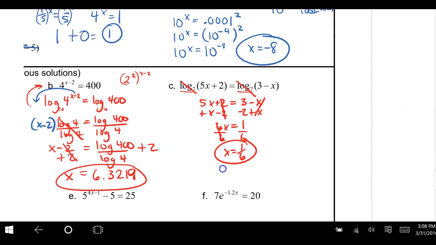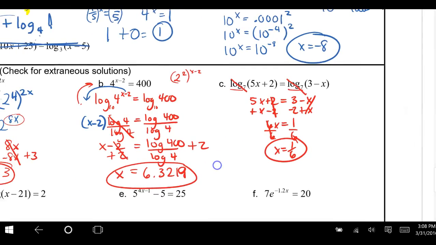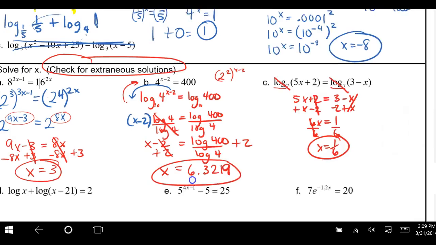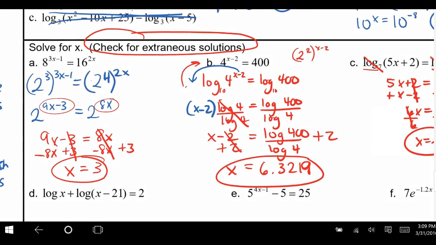And one thing I didn't mention is that you want to make sure that you check your answers. As you can see, it says check for extraneous solutions. That doesn't mean you have to actually plug in and then evaluate the entire thing on paper. All I'm expecting you to do is show me that you're actually checking it. And what you can do is, let's say for this first one, the answer was 3. So plug in 3 where the x is in the original equation.